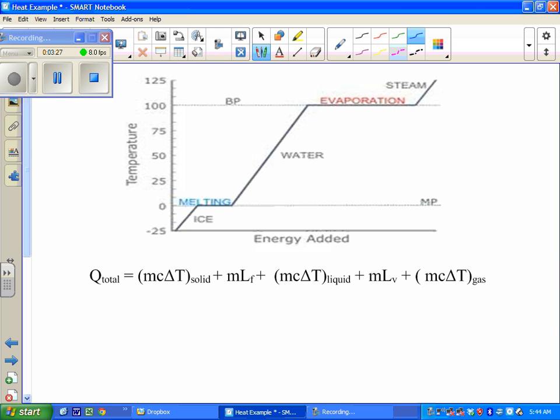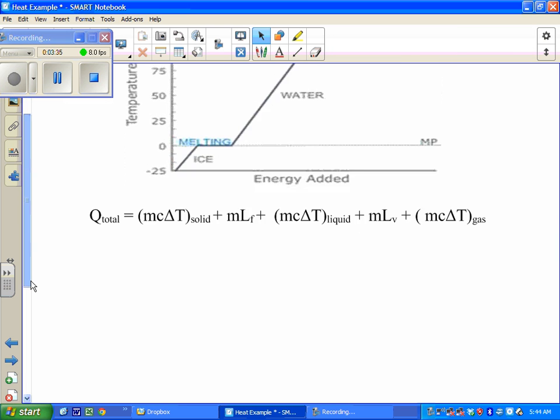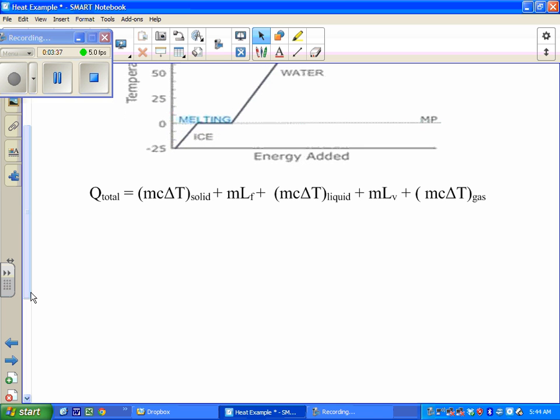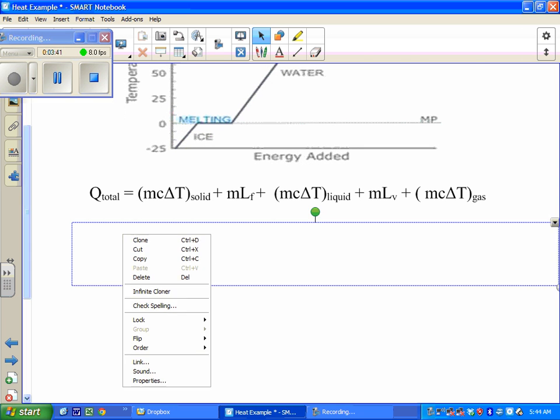you guys are going to need a few more pieces of information before we start a problem. The first thing we're going to need is some constants. And you already know the specific heat, C, of water is 1. There are some other ones that we need to know as well.